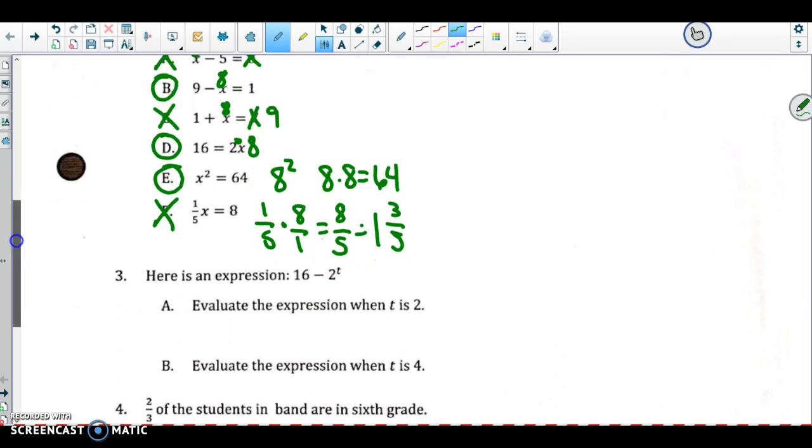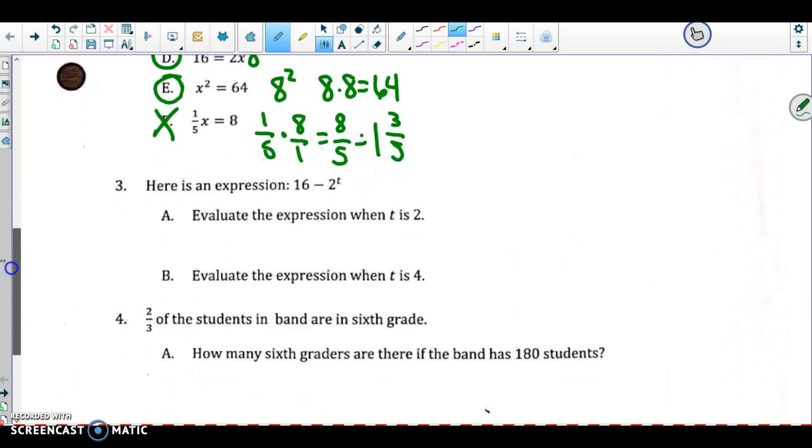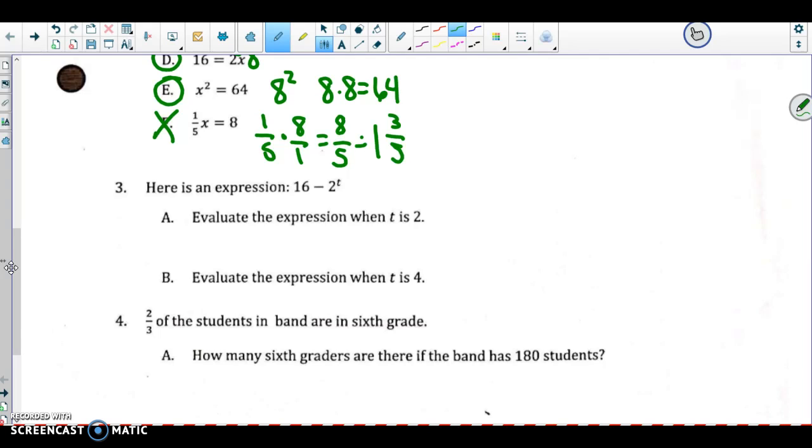Number 3. Here's an expression, 16 minus 2t. Evaluate the expression as t is 2. That means I would have 16 minus 2 to the second power. Well, 2 to the second power, if I use my order of operations, is going to be 4. So I have 16 minus 4, and if I could keep going to get my pizza slice there, I would, if I ran out of room. So 16 minus 4 gives me 12.